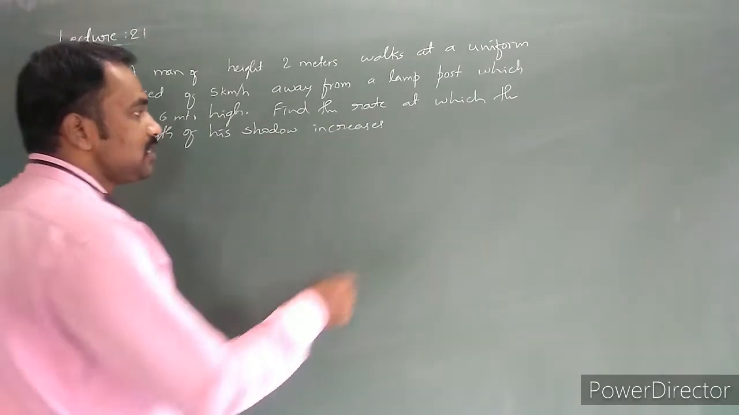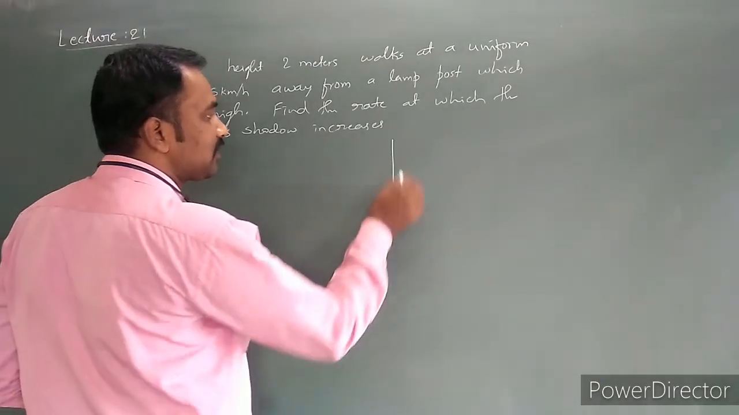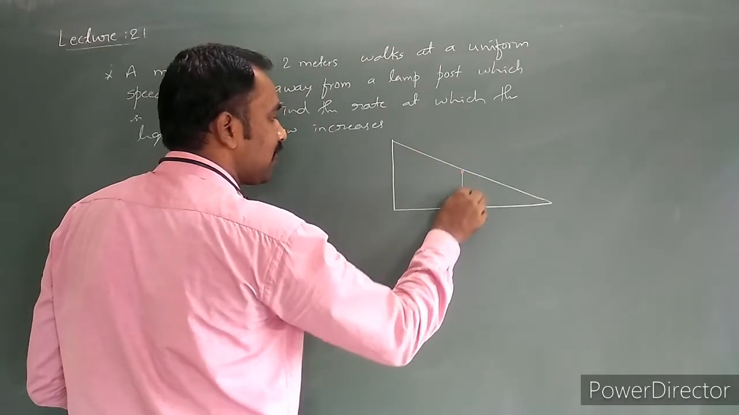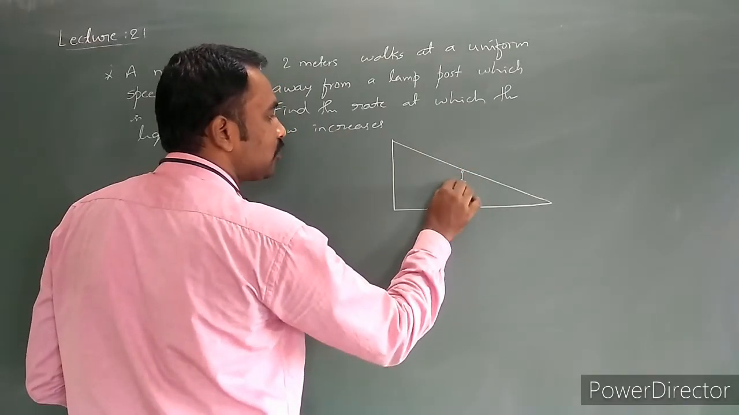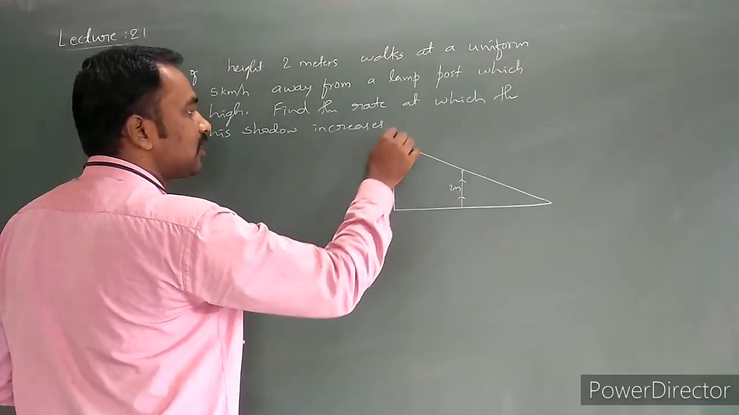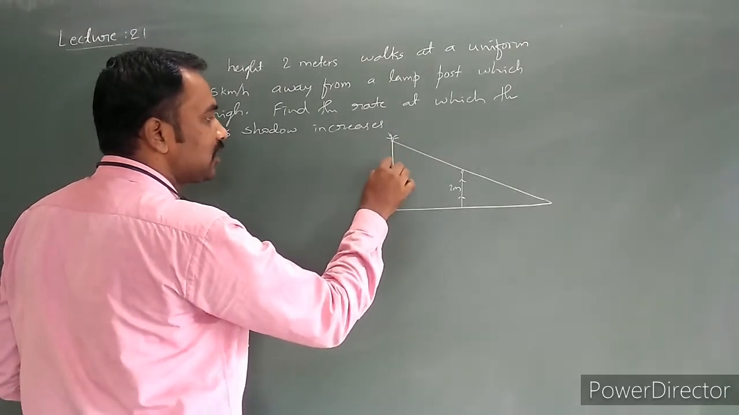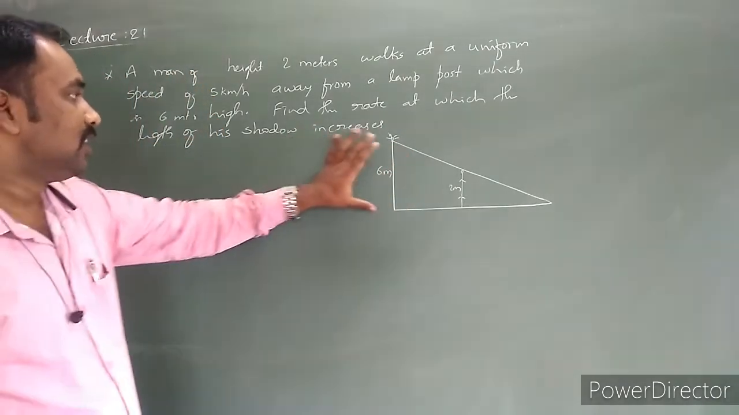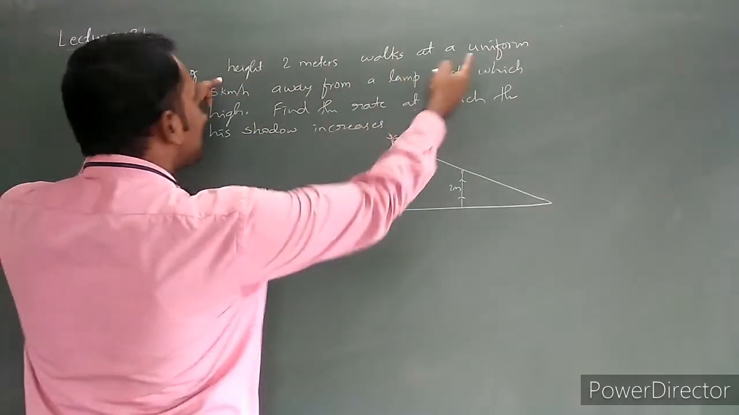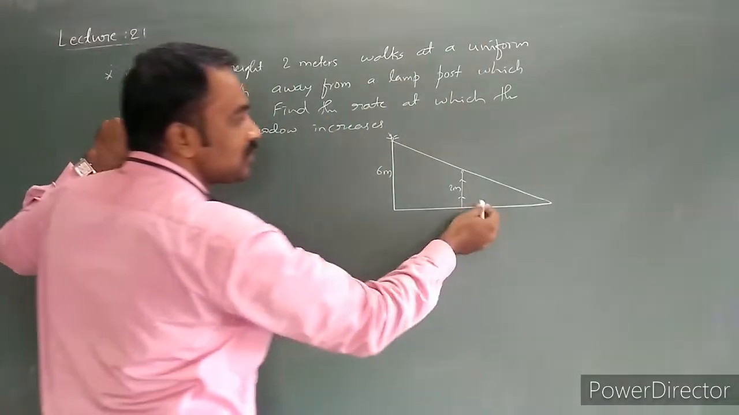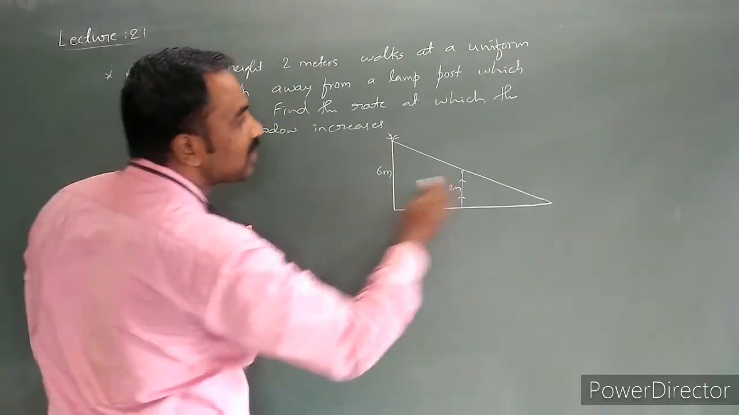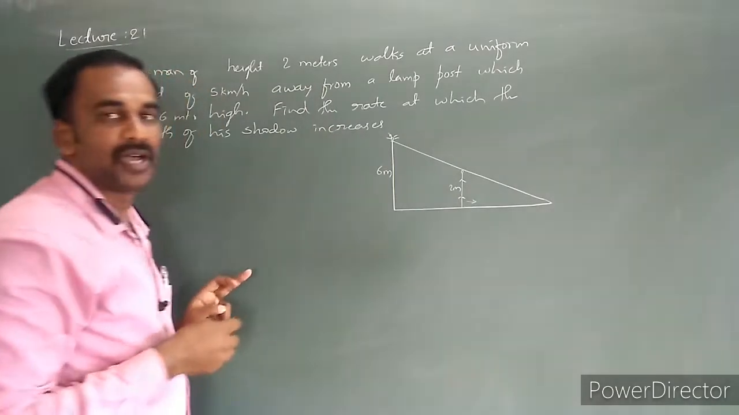Here the lamp is of height 6 meters and the man of height 2 meters. Suppose here is a man. The height of the man is 2 meters. The lamp is fixed, and its height is 6 meters. A man of height 2 meters walks at a uniform speed of 5 kilometers per hour, away from the lamp. Lamp is here; in this direction the man is walking.